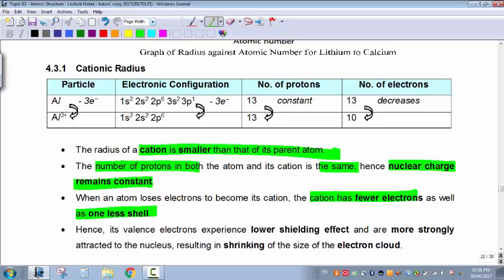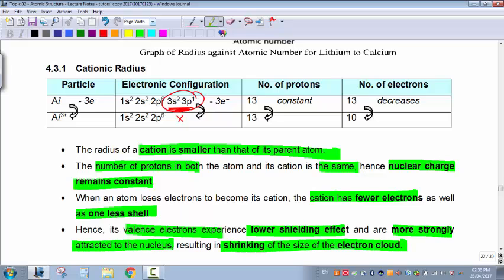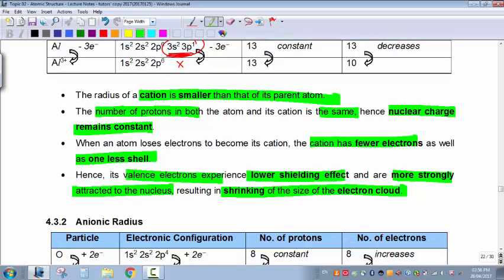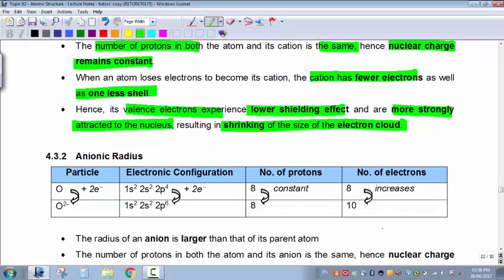As well as one shell less. Because if you take a look, the 3p shell down here, the principal quantum shell 3, is no longer there in the cation. Hence, the valence electron experiences lower shielding effect and is more strongly attracted to the nucleus, resulting in the shrinking of the electron cloud and hence smaller radius. But for the anion, it's slightly different.